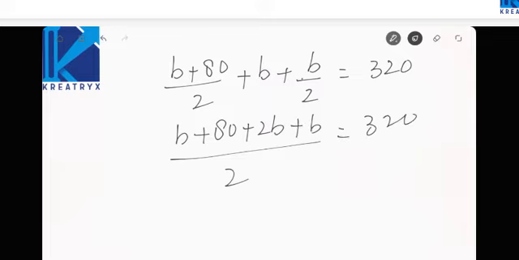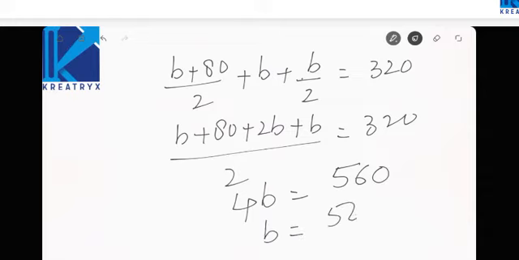Now this is equal to 4B. 320 into 2 is nothing but 640. 640 minus 80 is 560. Now B is how much? 560 by 4 is nothing but equal to 140. Now the value of B is 140. We'll go back.